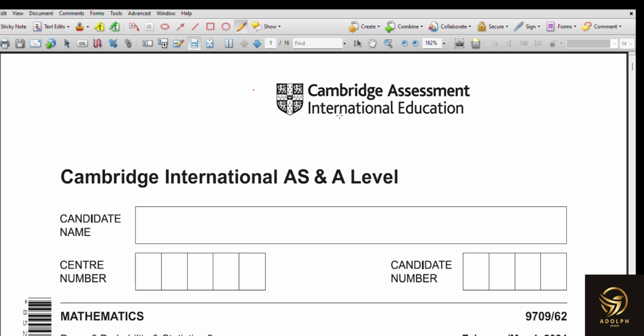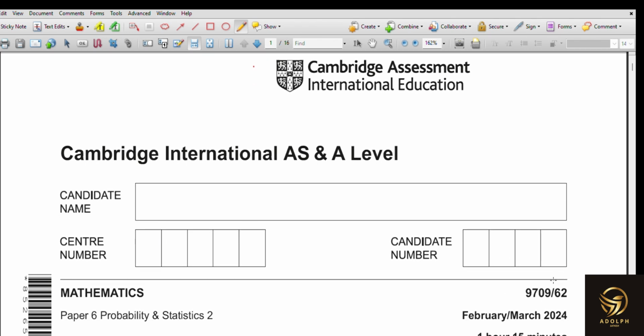Great day learners. In this video, we are going to solve 9709 paper 6, which is Probability and Statistics 2. We are going to solve the Indian zone 4 component, which is 6-2, and the model paper which you are going to solve is 2024 February/March 1.